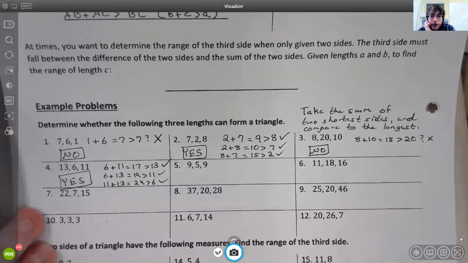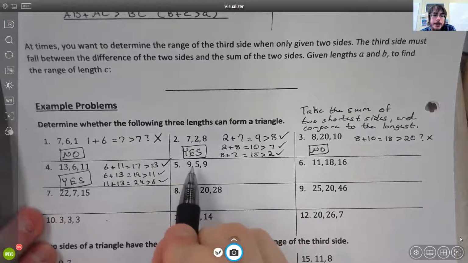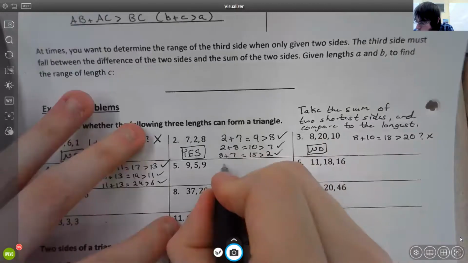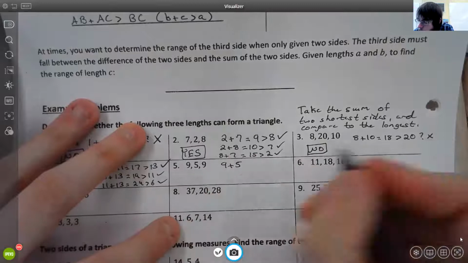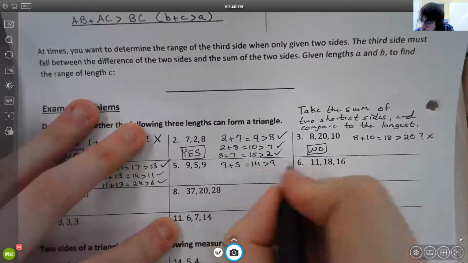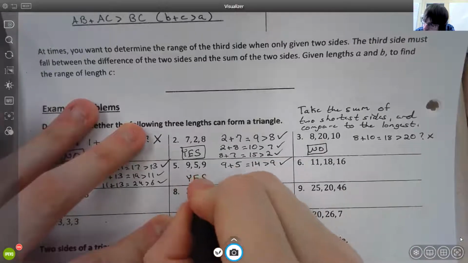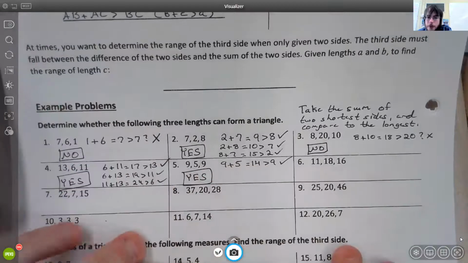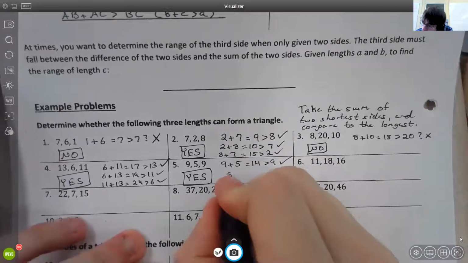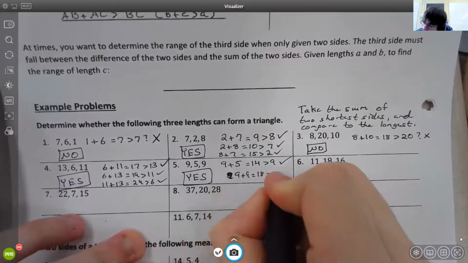All right, number 5, we have 9, 5, and 9. Now we have repeated sides here, so we only need to take one of them and do it. So we're going to take the 2 shortest sides, which would be 9 and 5. We're going to add those together. That gives us 14. And then we have this other 9 here. Is 14 greater than 9? Yes. So this is a triangle. Again, I'll show you. 9 plus 9 is 18, which is greater than 5.